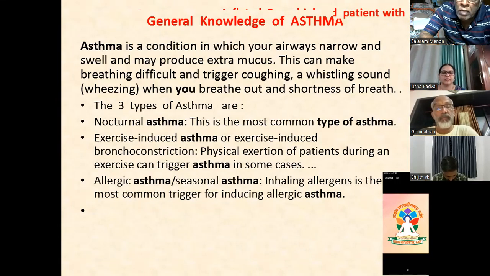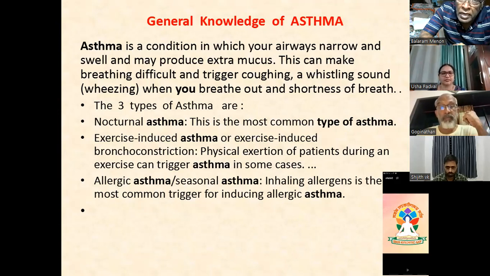The three types of asthma are: nocturnal asthma, which is the most common type of asthma; exercise-induced asthma, or exercise-induced bronchoconstriction, where physical exertion during exercise can trigger asthma in some cases; and allergic asthma, or seasonal asthma, where inhaling allergens is the most common trigger.